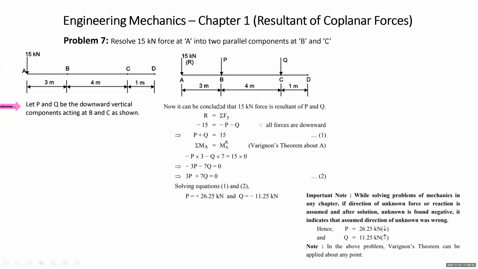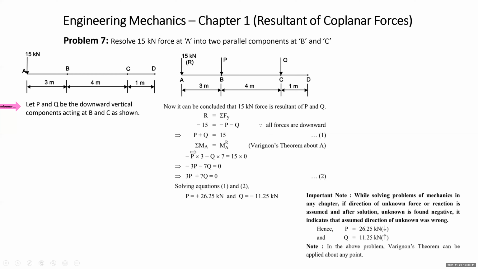मैंने लिखा R is equal to sigma Fi. यहाँ पे मेरी sign convention क्या रहेगी? R is negative since downward, sigma Fi, P downward, Q downward. So R is also downwards, P is downwards, all are minus. मैंने लिखा भी all forces are downward. So ये एक equation मेरी बन गई. थोड़ा simplify करके लिख दिया P plus Q equals 15.